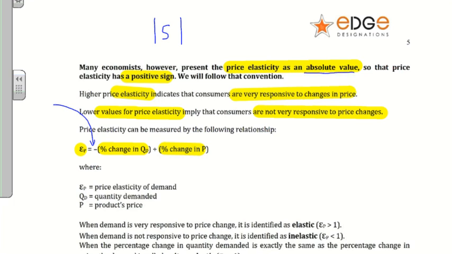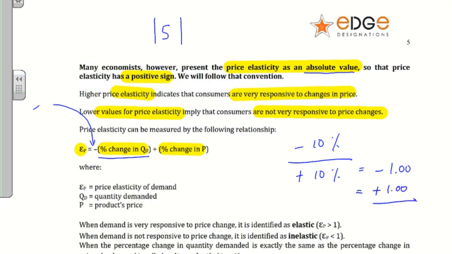Typically, what would you find in such an equation? You would find percentage change in quantity. Well, my quantity went down by 10%. Why did it go down by 10%? Because my prices went up by 10%. That would give you an answer of what, guys? Minus 1. An elasticity of minus 1. What do we always do? We put a minus sign in front of that minus 1 and it becomes a plus 1. That's what we mean when we talk about the absolute value. Don't forget the sign.